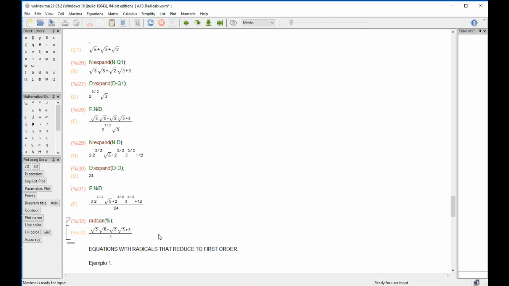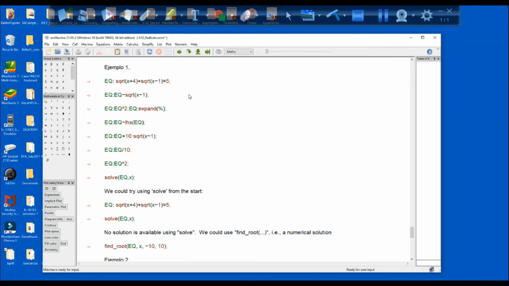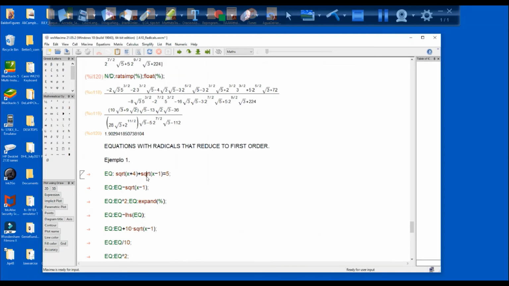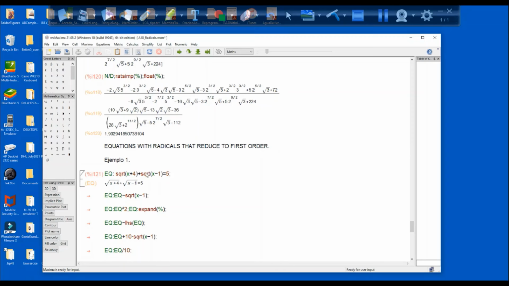So that ends this presentation about rationalizing radicals with complex denominators. With radicals, they're reduced to first order. There are a few of them.